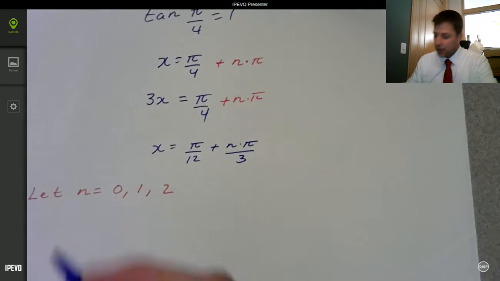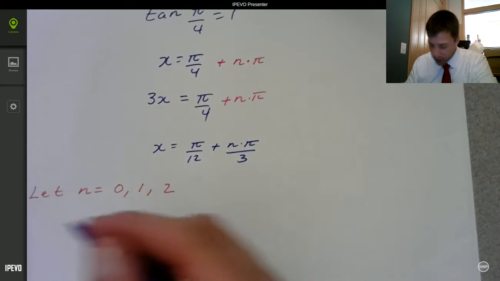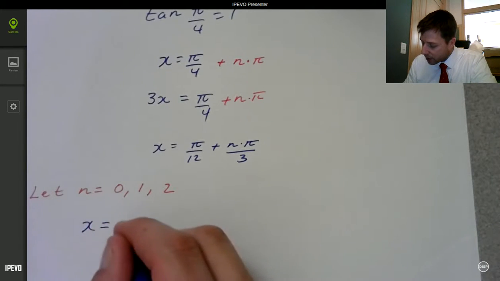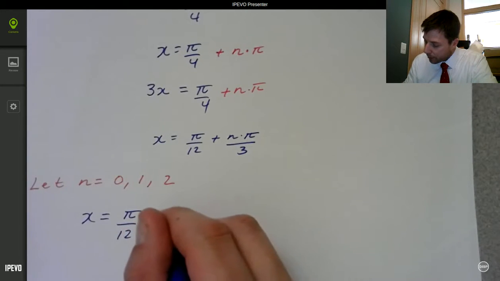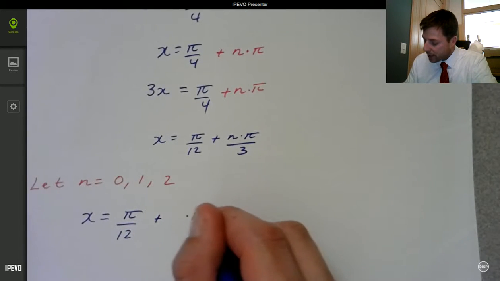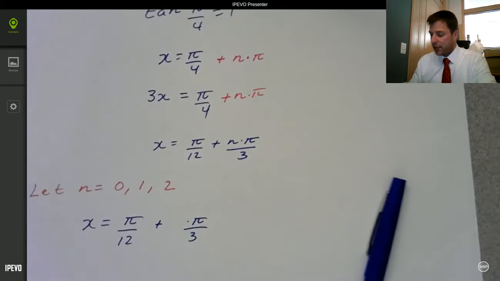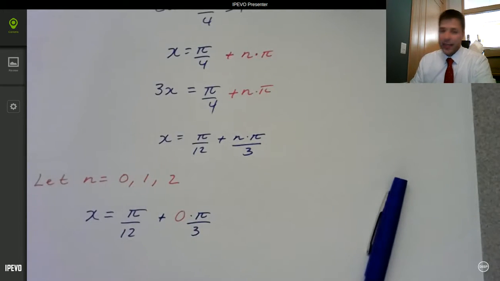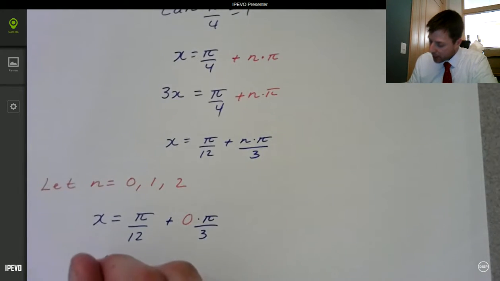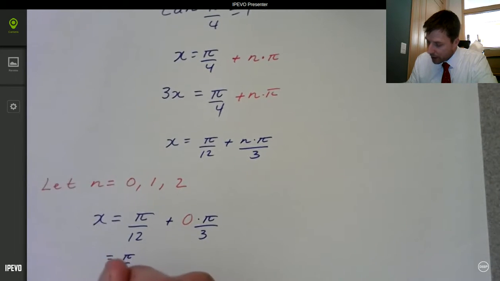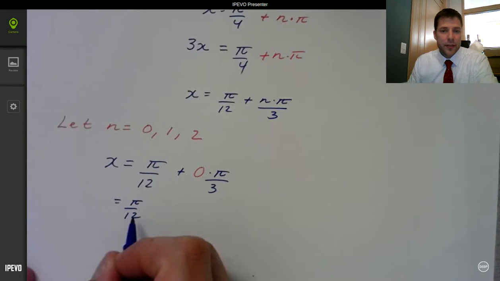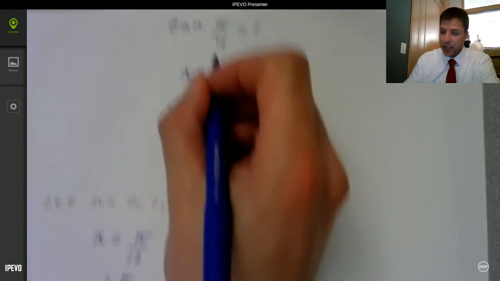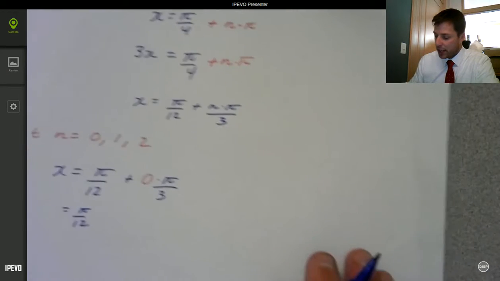Now, when n equals 0, we're going to have x equals pi over 12 plus 0 times pi over 3. And guess what? There's your first solution, pi over 12. So think about this: if you took 3 times pi over 12, you'd get pi over 4. Tangent of pi over 4 equals 1, so that works out.